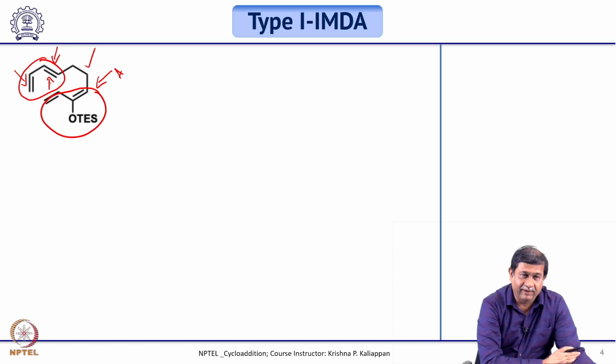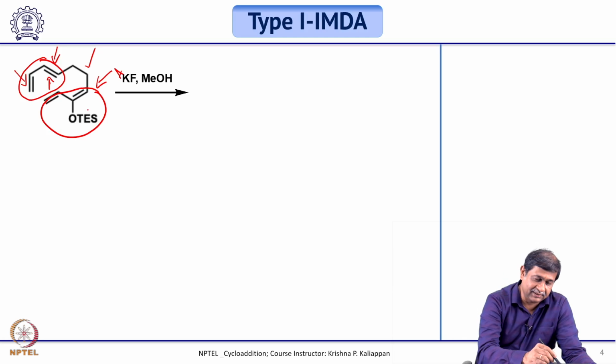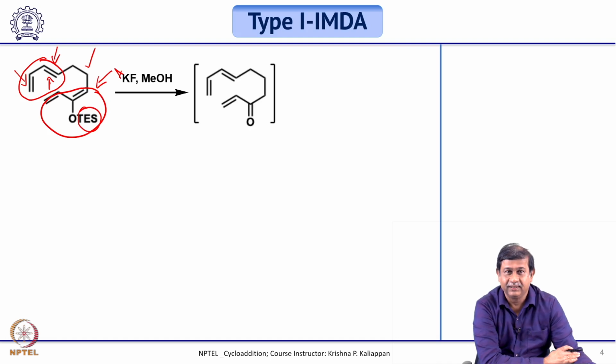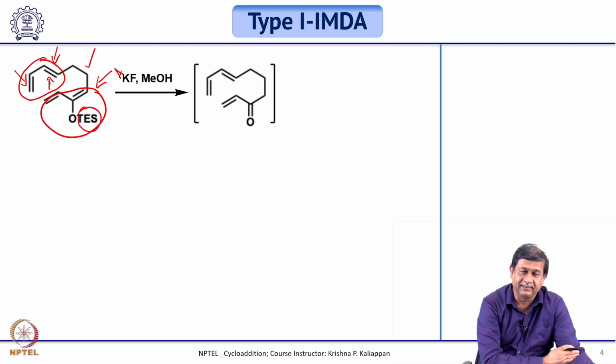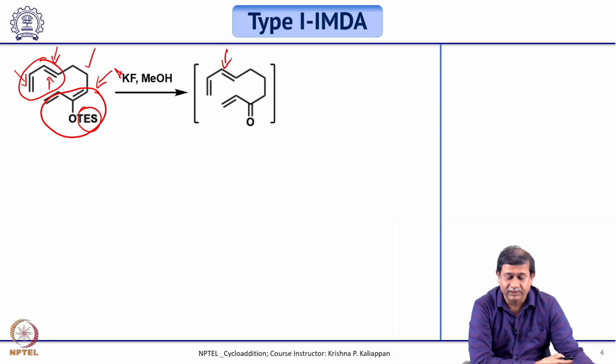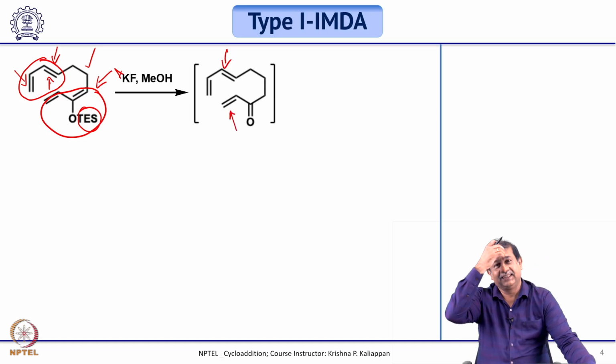So what they have done is, if you take this tetraene and treat it with potassium fluoride, or any fluoride, which is well known for removing silyl groups, once this triethyl silyl group is removed, that will give you an enol, and the enol is nothing but the corresponding ketone. So now when you look at this intermediate, you can clearly see this is the diene which will undergo Diels-Alder reaction, and this is the double bond which will act as a dienophile.